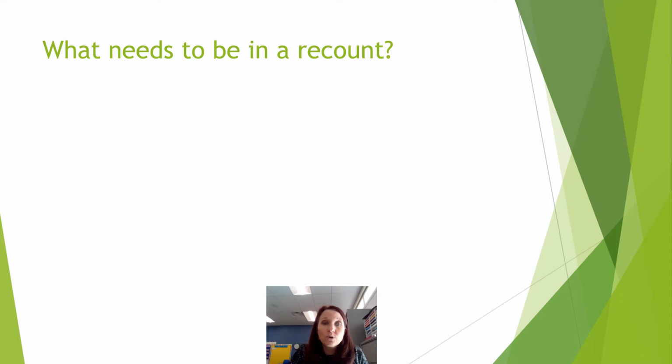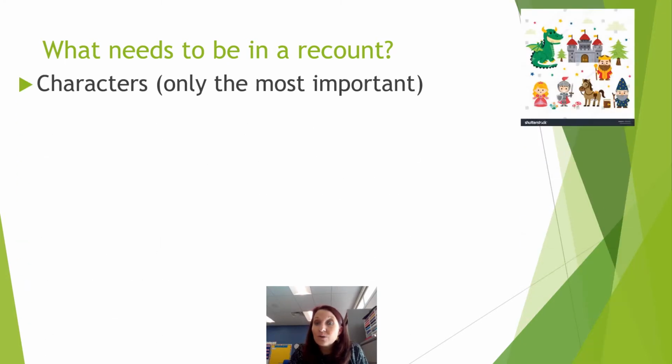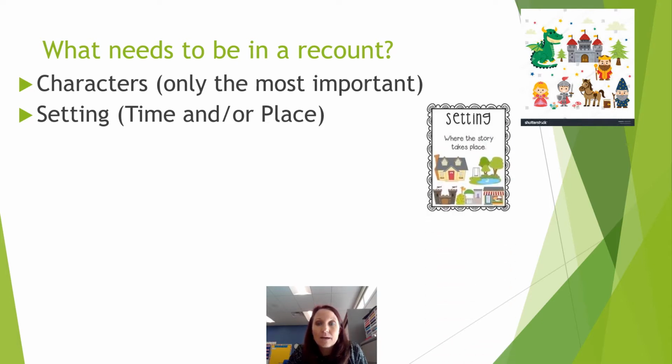So let's review one more time what needs to be included in your recount or your retelling of the story. You need to make sure you include characters, but only the most important characters in the story. You need to include the setting. That could be a time or a place or both. Sometimes stories don't always include exactly where it's happening or the time, so you're going to have to look for clues in the story to find where the setting may be.